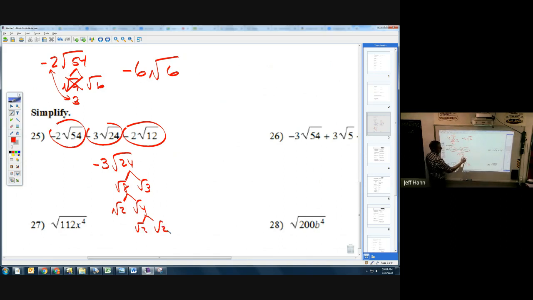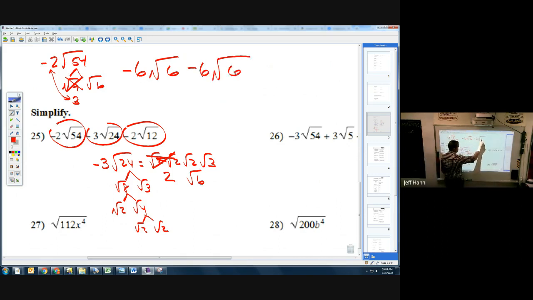So what do I get? 1, 2, 3 square roots of 2 times the square root of 3. These are doubles, so they cross off, gives me a normal 2. These don't have any friends, so I remultiply them. I get a square root of 6 again. But don't forget, this 2 still gets multiplied by that thing out there, so I get another 6 times the square root of 6. Then I have to do -2 times the square root of 12.